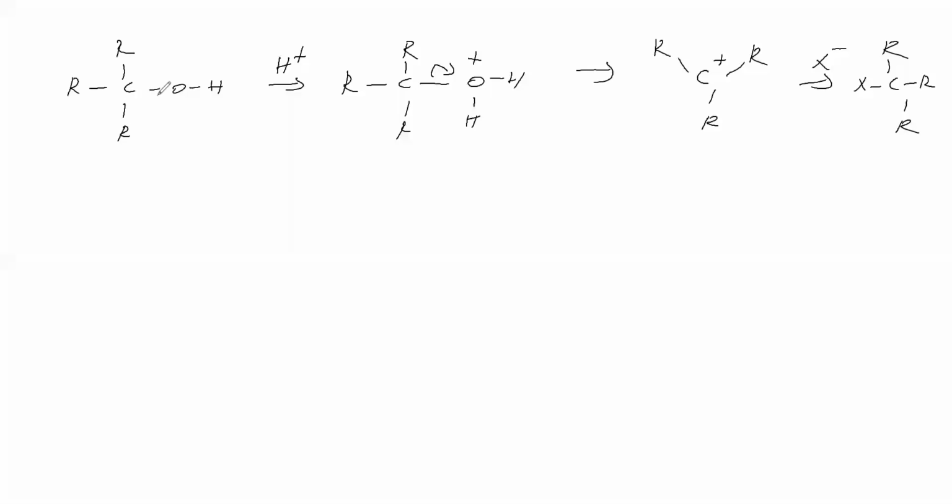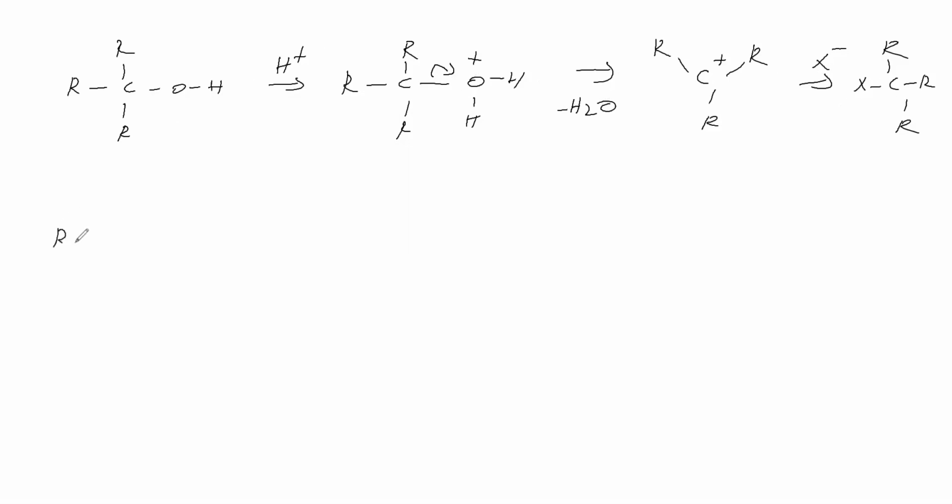So in tertiary alcohol, the oxygen is treated with H plus, and we get this. Here water is removed. Anhydrous zinc chloride takes this water, therefore it converts into a carbonium ion. This carbonium ion is attacked by X minus, so we get tertiary alkyl halide. This is the mechanism involved for a tertiary alcohol.